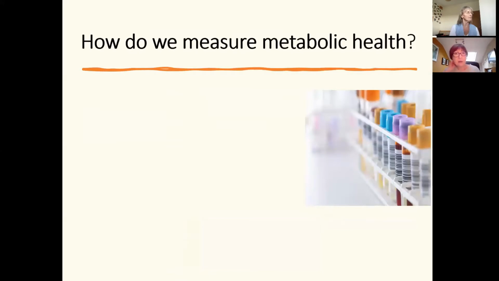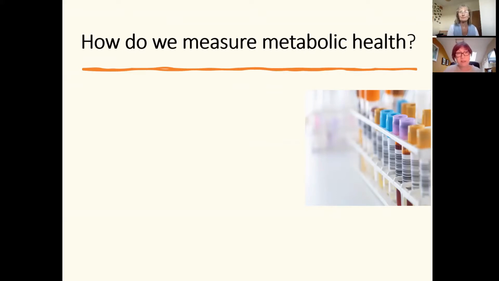So how do we actually measure metabolic health? Well, there's lots of different things we could measure, but not all of them are practical, and not all of them we could do anything about if they weren't right. So doctors and scientists really have selected a few measurements that they can take that will actually give them a clear picture of whether you have good metabolic health or poor metabolic health. So we'll just go through that list.